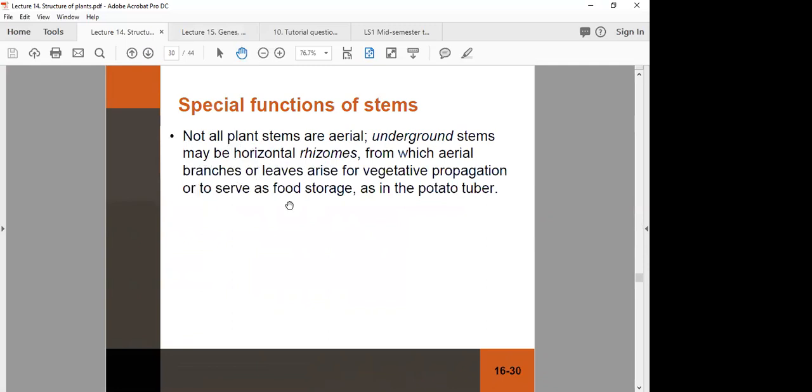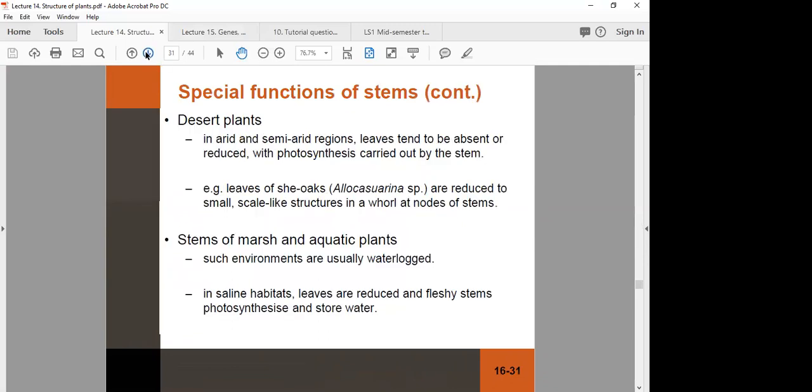Or they might serve as food storage, as in the potato tuber, which some people find quite odd, because we look at potato tubers and we think of them as parts of the root, but they're actually underground stems.